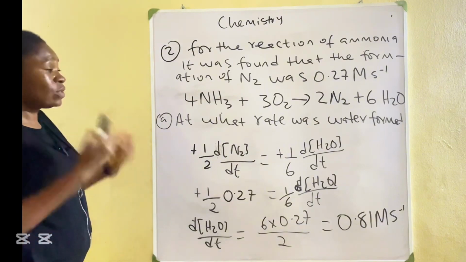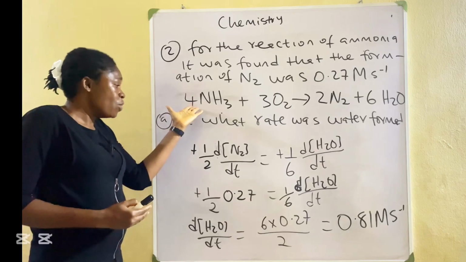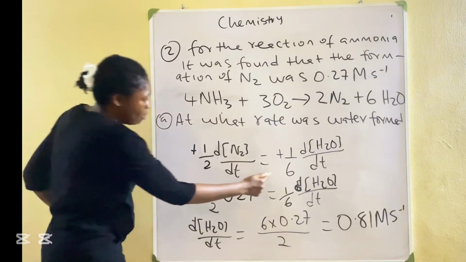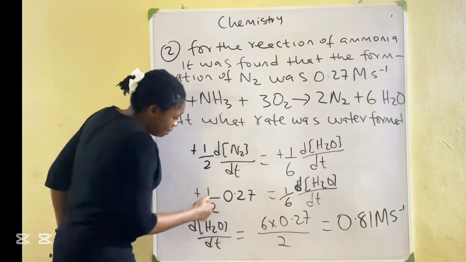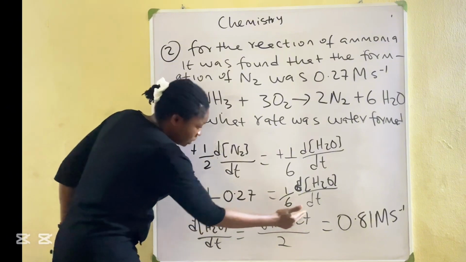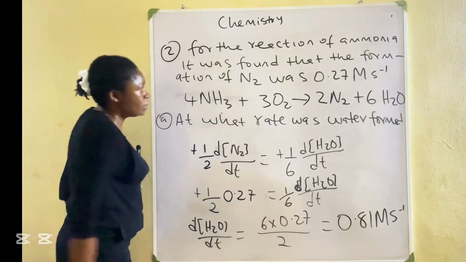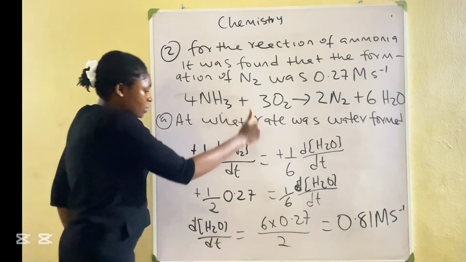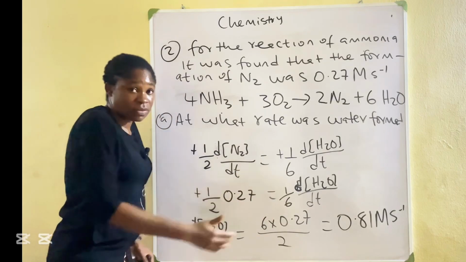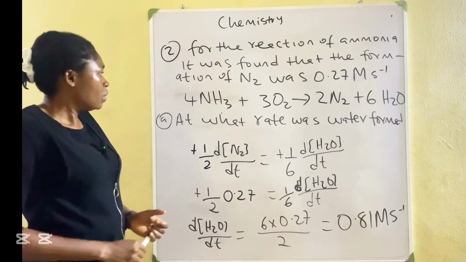So if you are asked to find the one of ammonia, it's the same thing. Here it would be 1 over 4, 4 times 0.27 divided by 2. The one of oxygen, 3 times 0.27 divided by what? 2. Okay.